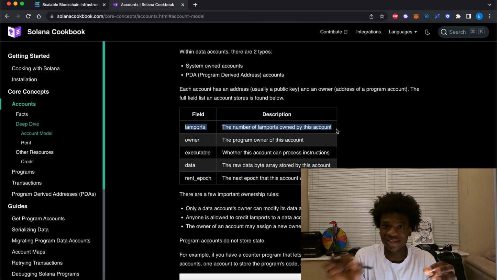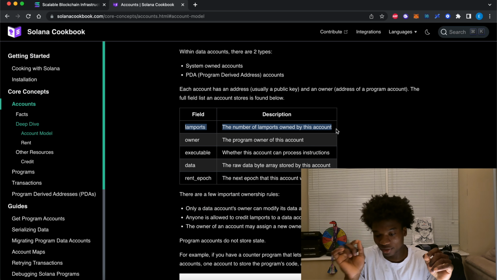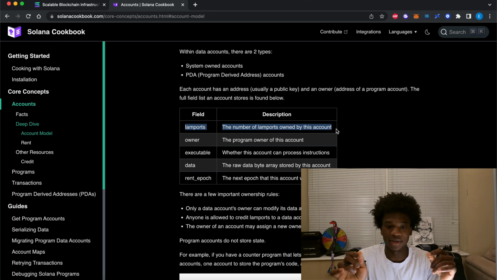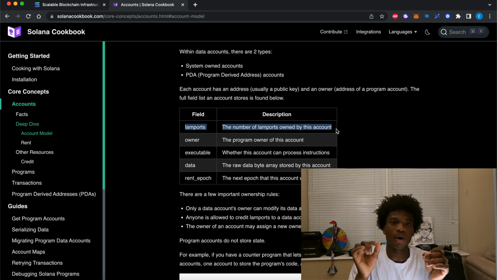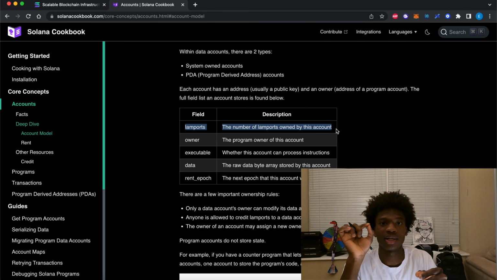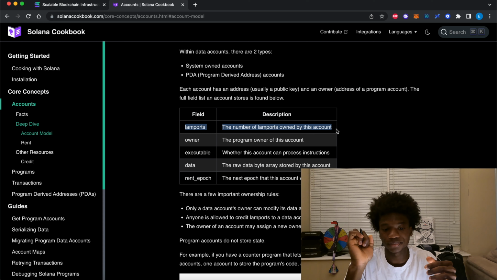So it's the smallest piece or fraction of a Bitcoin that you can own. It's the same thing in Solana, but it's called a lamport. So it is the smallest fraction of a Solana, or a SOL.